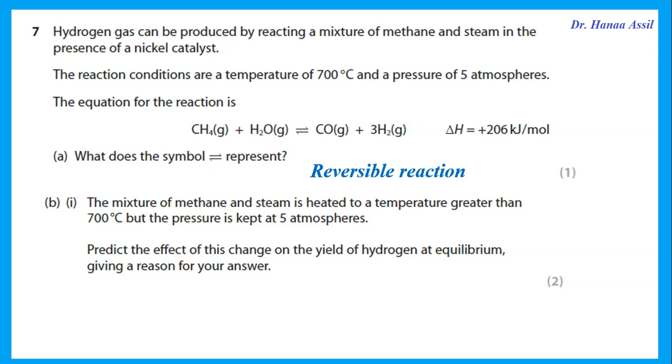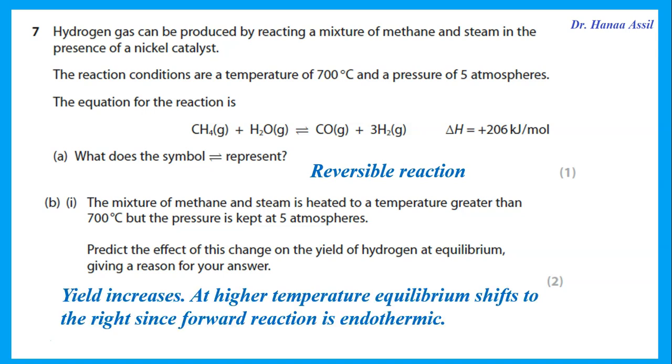So if I increase the temperature in this reaction, will it go forward or backward? You can see that the delta H is plus 206. That means that the forward reaction is endothermic, and that means if I increase the temperature, this reaction goes forward. And that means it will go to the right, or the equilibrium shifts to the right, or the reaction goes forward, and that means it will make more hydrogen, so the yield of hydrogen increases.